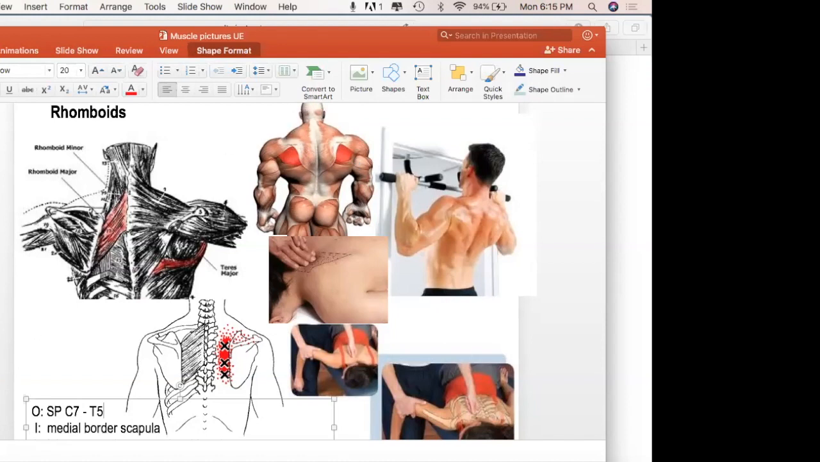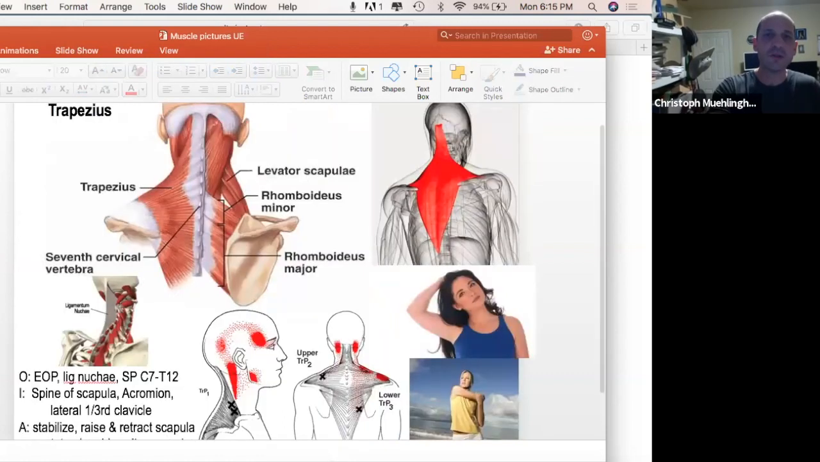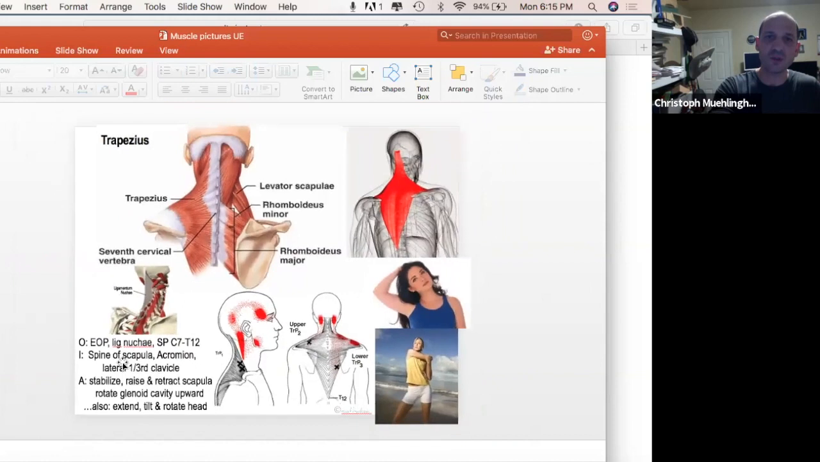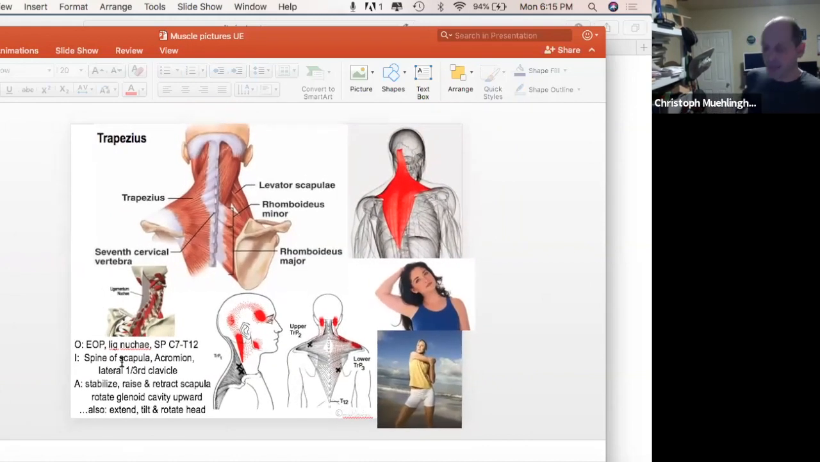Yeah. And we talked about the trapezius a little bit before, but here's another discussion of the trapezius in terms of what it does to the shoulder. In the axial skeleton, in the axial muscles, I talk about what the trapezius does to the spine, to the neck. And here it's more about what it does to the shoulder. So it does a whole bunch of stuff to the shoulder. If you think about it, it's attaching to the spine of the scapula, which is right here, the acromion, which is the tip of the shoulder blade, and then in the front, a third of the clavicle also has trapezius muscle.